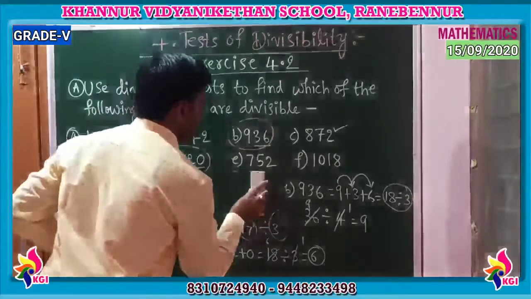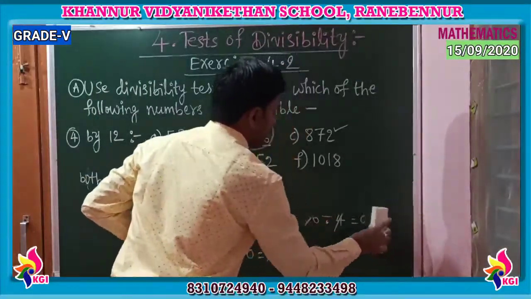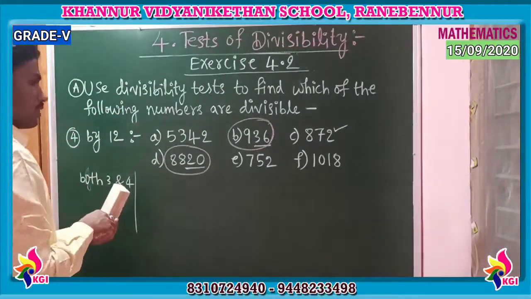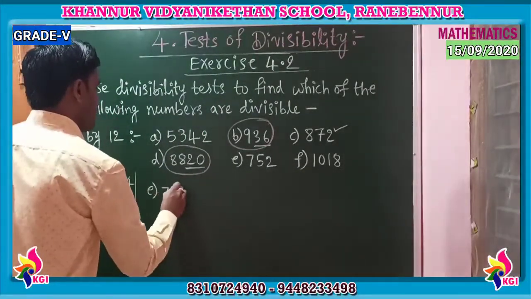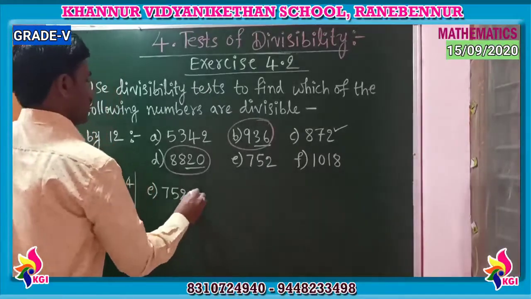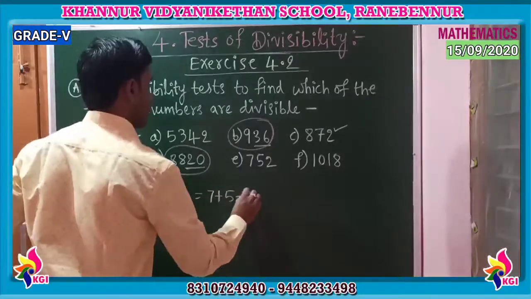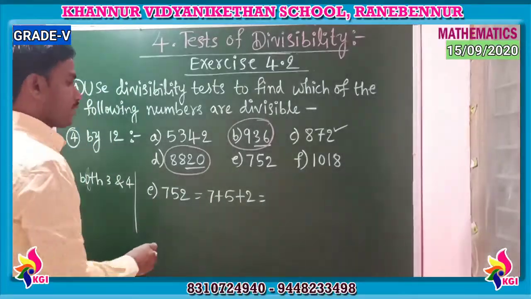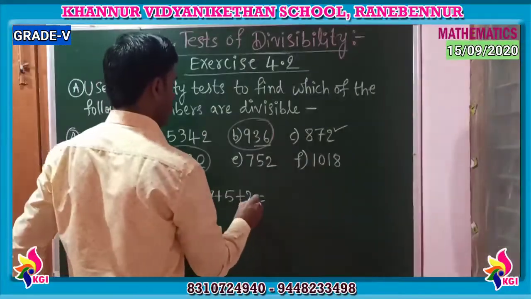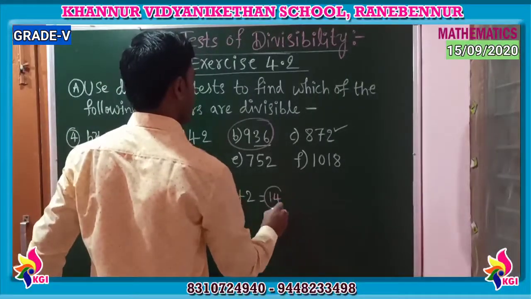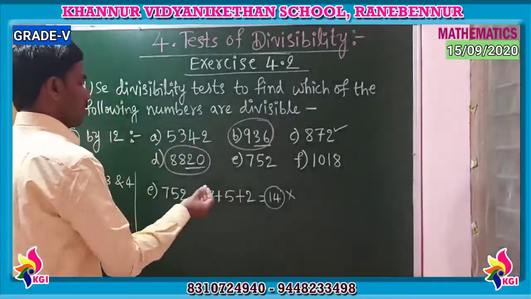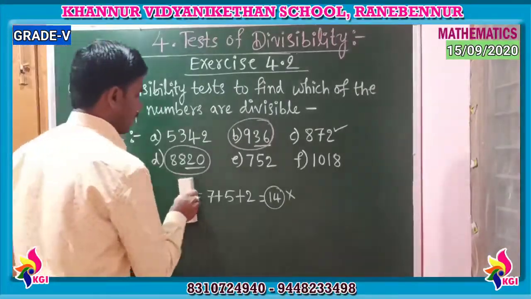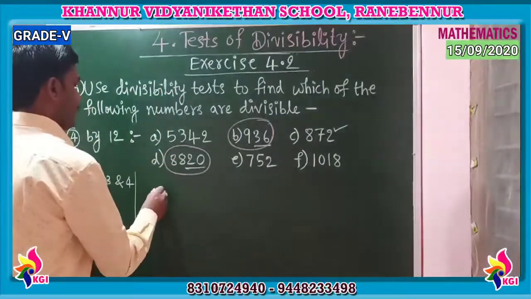Then my dear, what about the next ones, E and F? We can check the E and F questions now. The E question is 752. 7 plus 5 plus 2, we are testing the divisibility by 3. 7 plus 5 is 12, 12 plus 2 is 14. 14 is not divisible by 3. Then we don't need to check the divisibility by 4. Okay. And what about F?